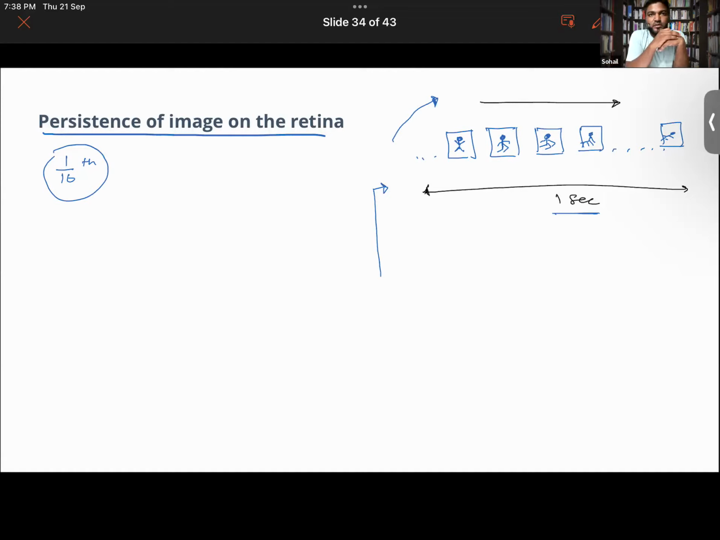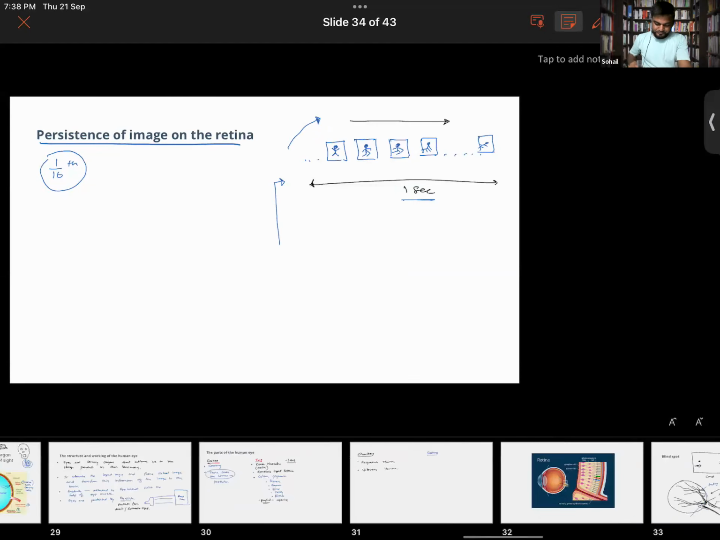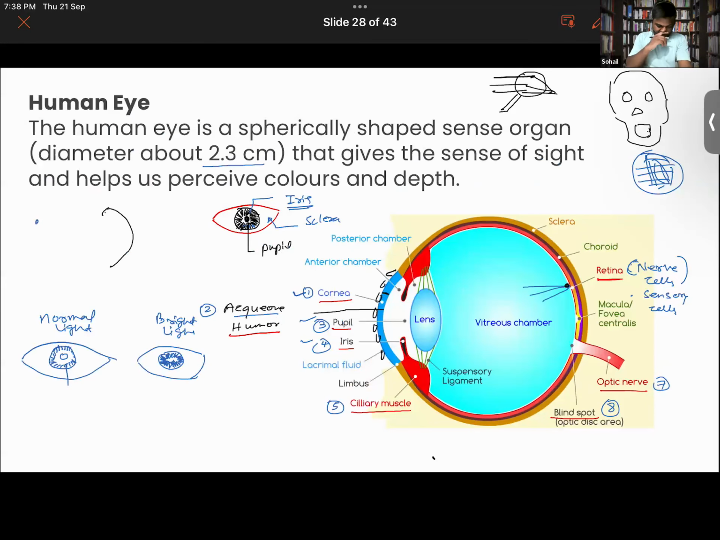Okay. Do tell me, Arhan, what is the function of the iris? The iris function is to regulate the amount of light that enters our eyes. That is the function of the iris. Okay. Arham, you tell me, what is the function of the cornea?